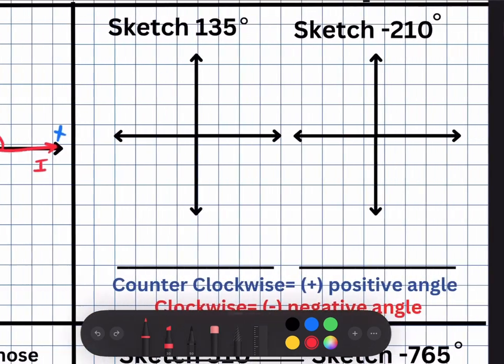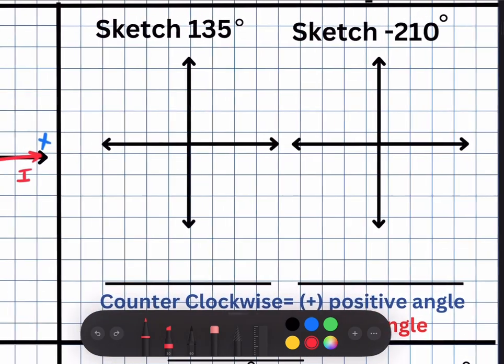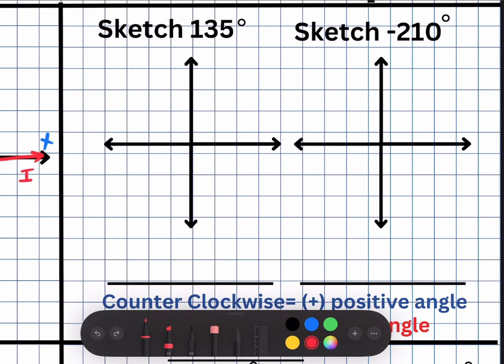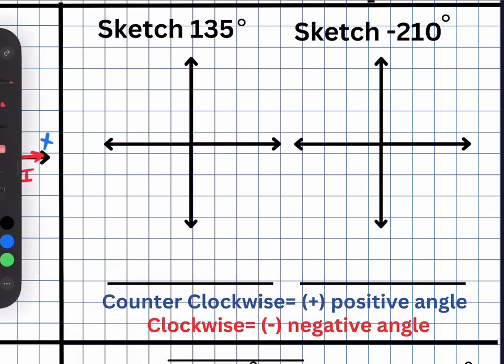Okay, so using this as an example, we're going to go ahead and sketch 135 and negative 210. And they tell us that when we rotate in the counterclockwise direction, that creates a positive angle. And when I rotate in the clockwise direction, that's going to create a negative angle. So starting with my vertex at the origin and my initial side on the positive x-axis, we're going to go ahead and sketch 135 degrees.